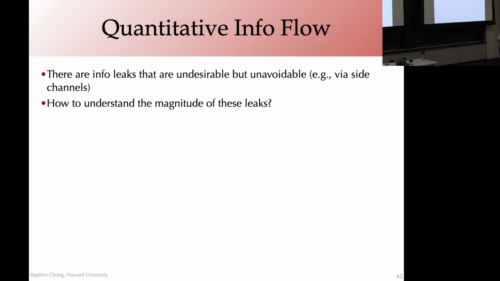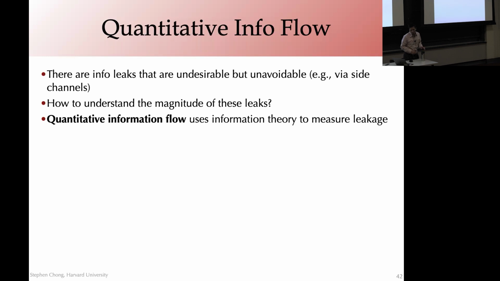That is, there are some leaks that are undesirable but unavoidable, such as side channels. So we can actually think about side channels, observing how long an execution takes. We could think about what information is revealed, but we might also want to think about how much information is revealed. And by that, what we're going to do is use information theory to measure the leakage of a system.